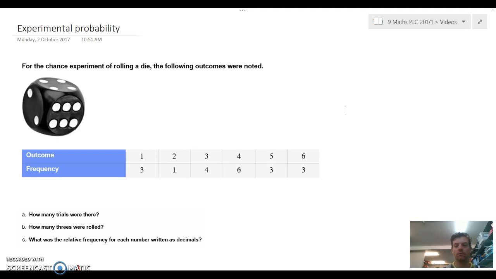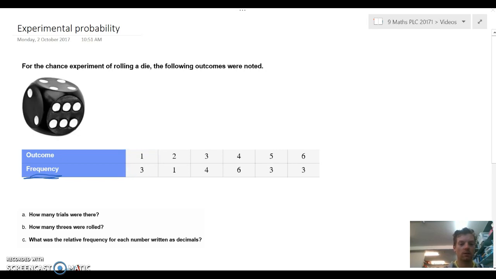So basically, if we think about this, we've conducted an experiment. The outcome here, this line, these numbers represent the numbers on the dice, so we could either roll a 1, 2, 3, 4, 5 or 6. And the frequency represents the number of times that number was rolled. So if we look at this, number 1 was rolled and it came up 3 times.